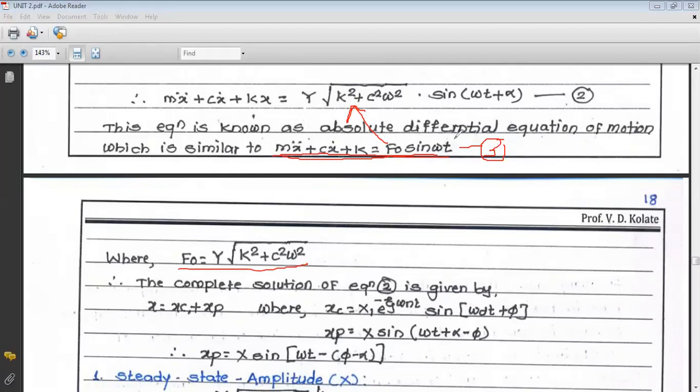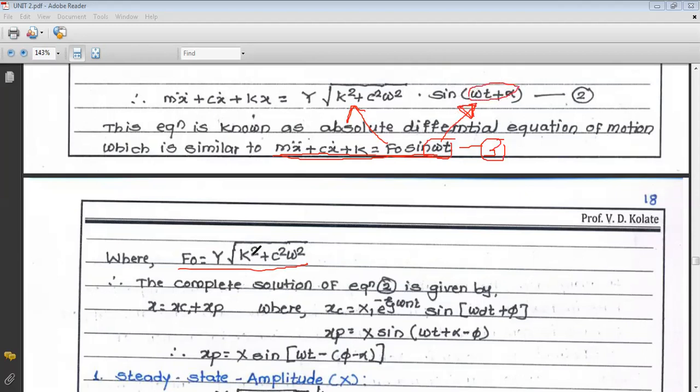And your omega t term is nothing but omega t plus alpha. Your angle is omega t, that angle becomes omega t plus alpha. So this is another angle.